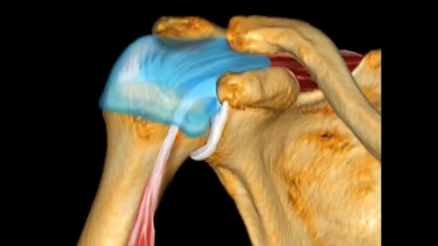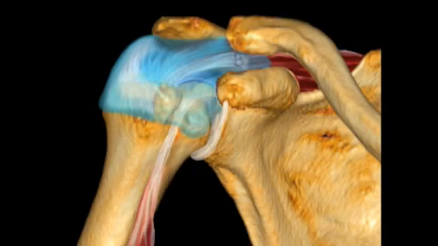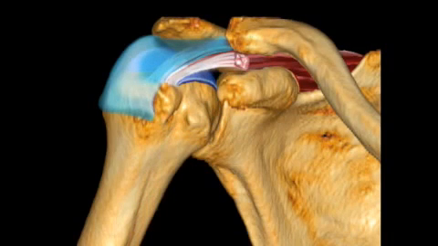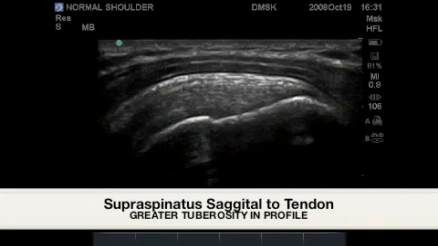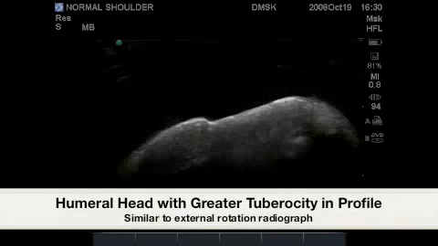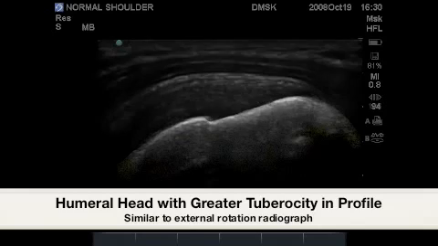From the transverse or cross-section image, we will now switch to the long axis or sagittal cut of the supraspinatus tendon at the anterior margin of the greater tuberosity. Here is the corresponding long axis section of the supraspinatus tendon as it inserts to the greater tuberosity. Highlighted here is the humeral head and greater tuberosity in profile.